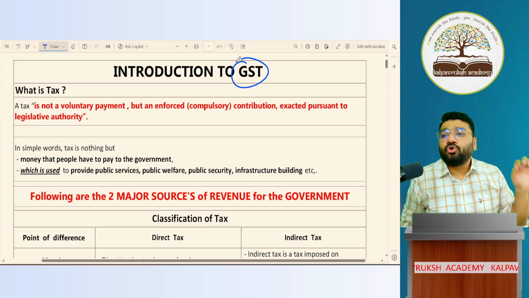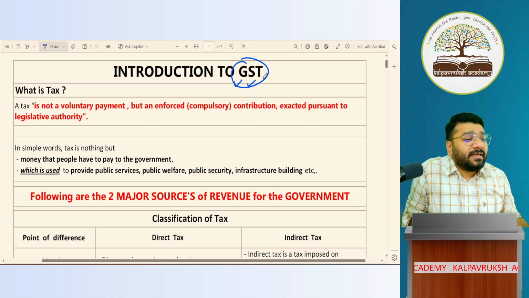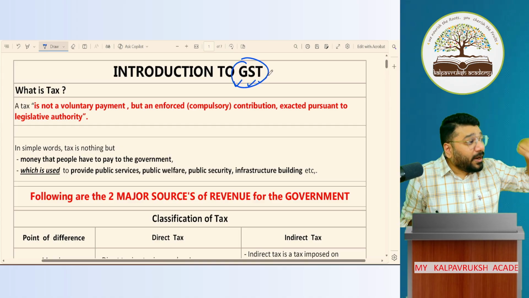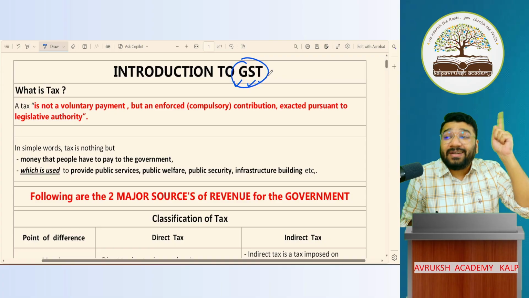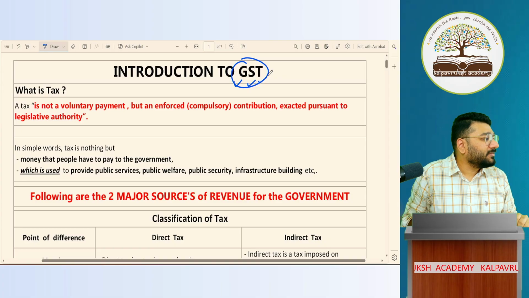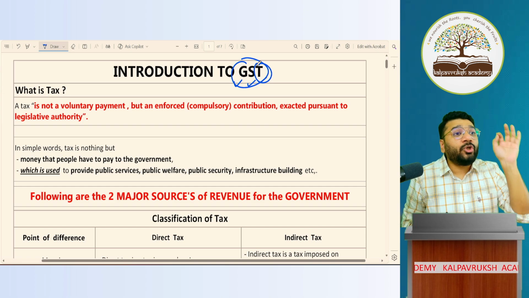GST stands for goods and service tax. G stands for goods, S stands for service, T stands for tax. Before I explain what is the meaning of GST, you have to understand what is the meaning of T. Means what? Tax. We have to first understand what is the meaning of tax. So with the word tax, what do you understand?